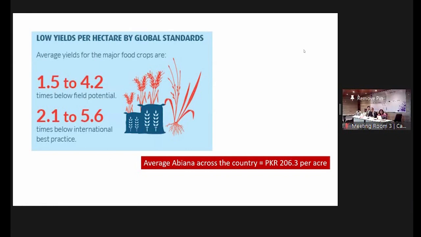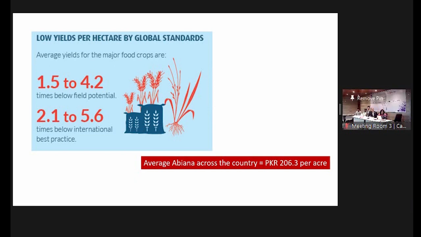Again, the productivity of water in terms of yield is also very low compared to potential, around 1.5 to 4.2 times below the field potential, and considering international practices, the yields are quite low. So we need to see what the reasons might be for why we have water, but the productivity of the water is quite low in terms of dollars and in terms of yields.